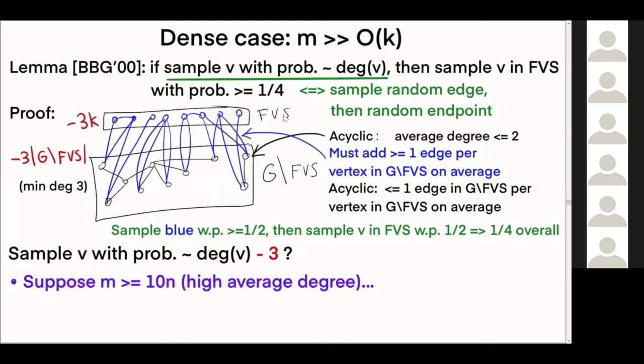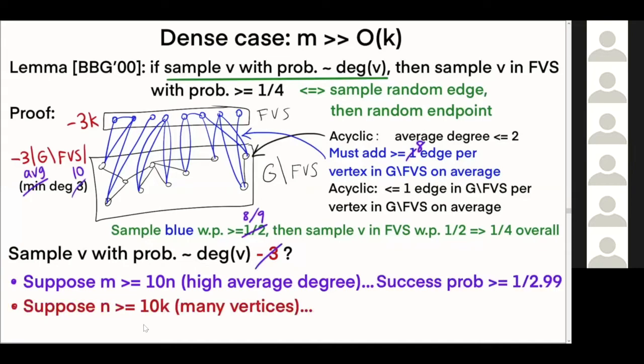More formally, we divide the problem into two cases. First case is m is much larger than n. The second case is n is much larger than k.